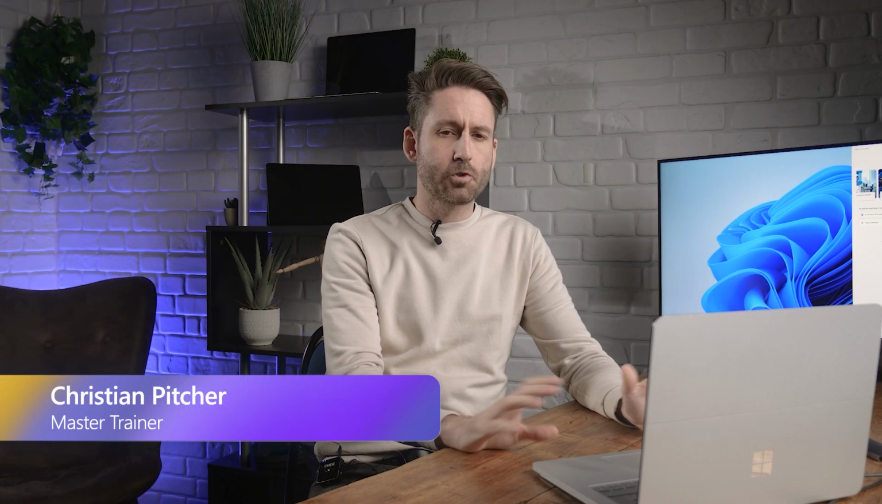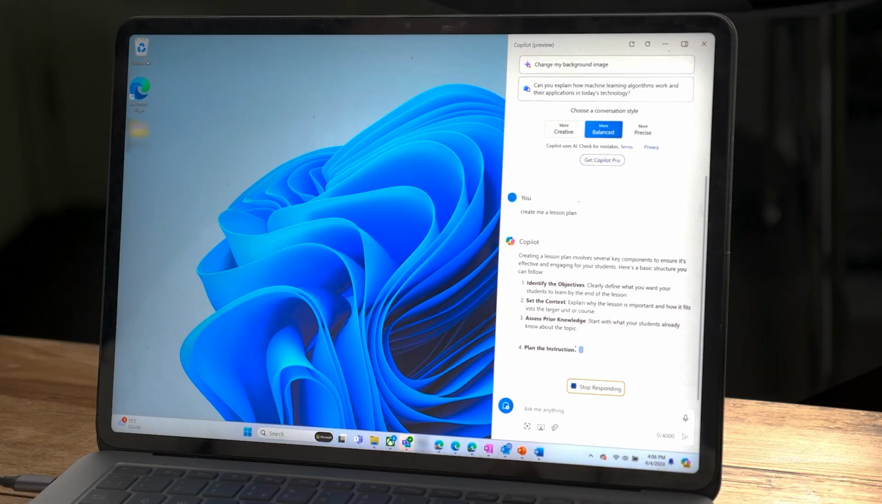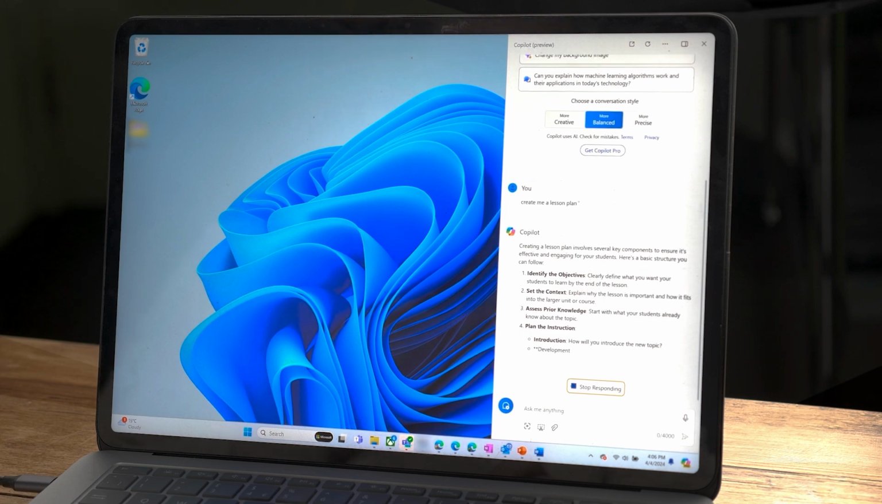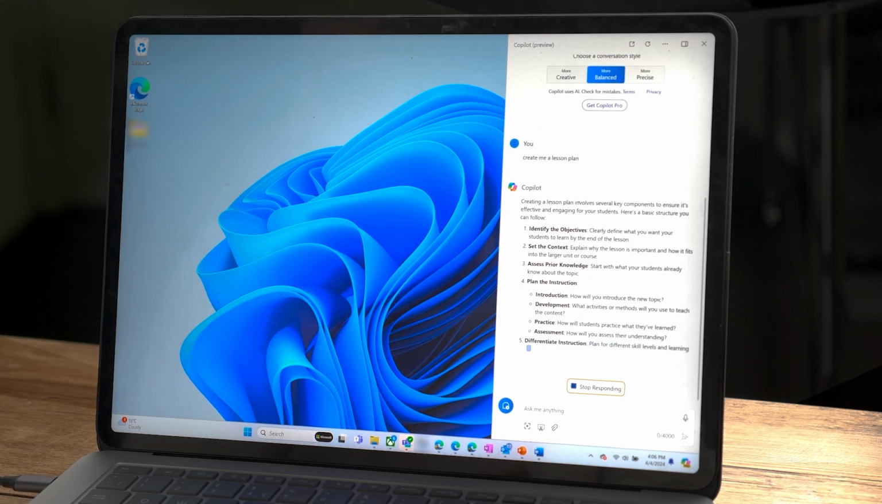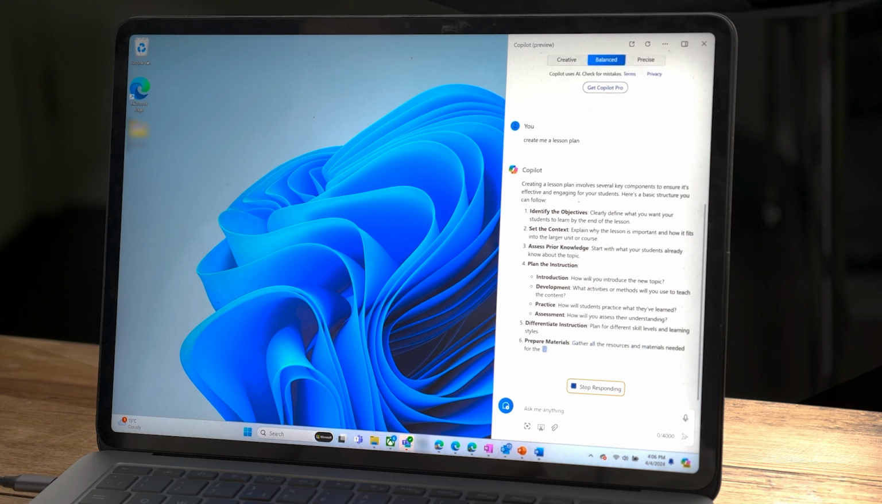I've heard a lot of people talking about how they're using AI to help them plan things. So let's ask it to create me a lesson plan. Rather than planning a lesson for me, it's telling me how I could start planning a lesson myself. That's not quite what I wanted.